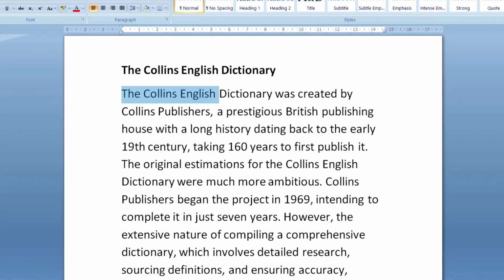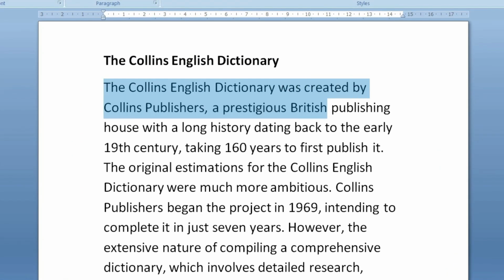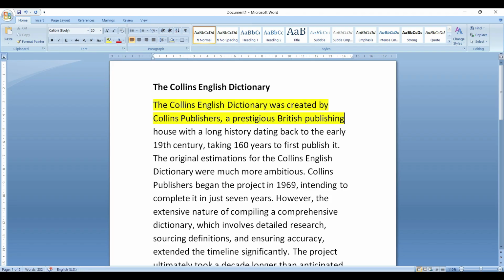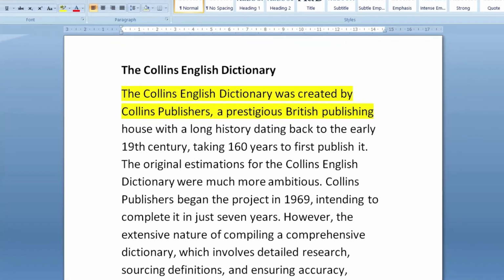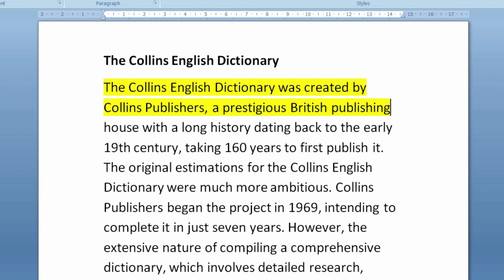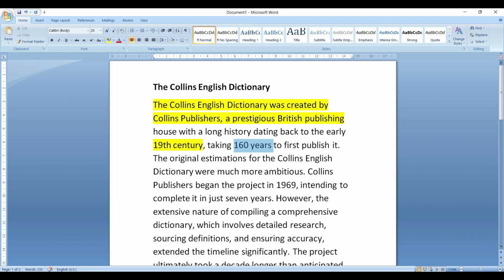So let's go. The Collins English Dictionary was created by Collins Publishers, a prestigious British publishing up until here. So it's gonna talk about the dictionary and give information about that. I also skimmed through the paragraph very quickly for words that attract my attention, such as names, dates, numbers, repeated words that cannot be easily paraphrased. And in this case, we have a lot of dates actually, 19th century here, a lot of numbers, 160 years. Collins English Dictionary. Okay, these are names, but because it is our title, you might want to skip those. You can easily see them. Collins Publishers. Okay, maybe only one.